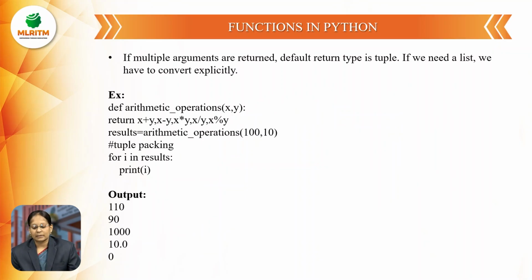If multiple arguments are returned, the default return type is tuple. If we need a list, we have to convert explicitly. So by default, when we are returning a number of values to the calling function, those elements are enclosed in the tuple format. If you want to display it in the list format, then we have to convert that tuple to a list explicitly by using the list function or list constructor.